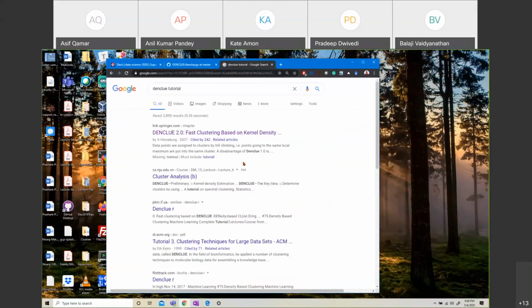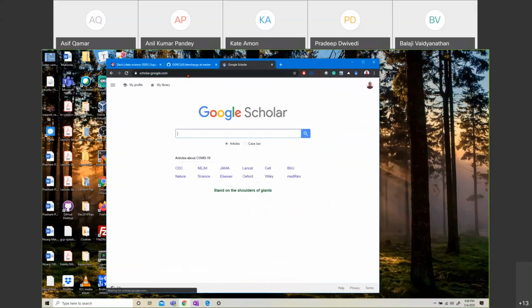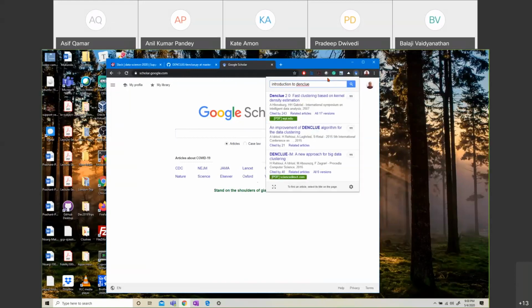It's always good, by the way, not to go to Google, but to go to scholar.google.com. In my Chrome, I keep a special icon just for Google Scholar because it's a very quick way to find high quality papers on any given topic. So we'll do that now. Introduction to DENCLUE. Let's see what comes up. DENCLUE, citation, PDF.